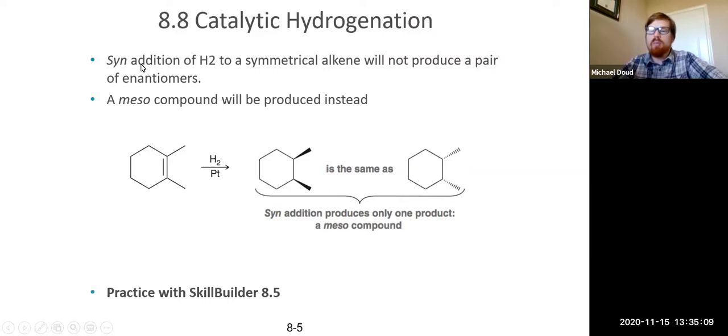Another thing is you would probably recognize this, but if you took a symmetrical alkene and you did this, you have a syn addition of hydrogen on top, which would be here, or on bottom, which would be here.